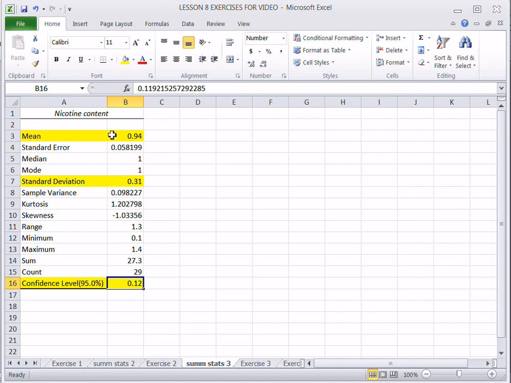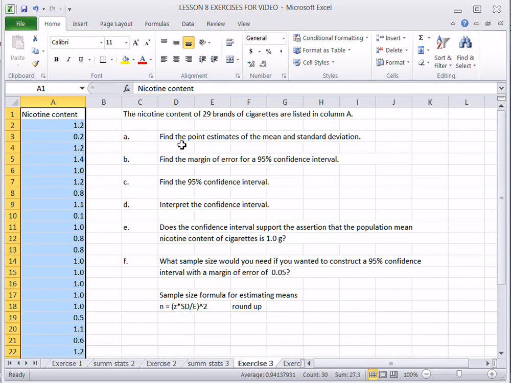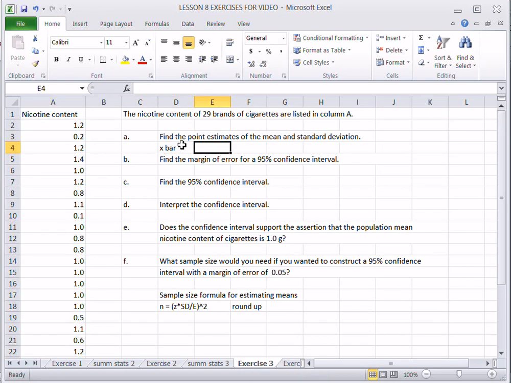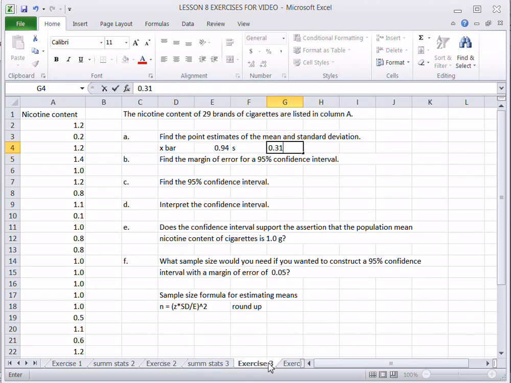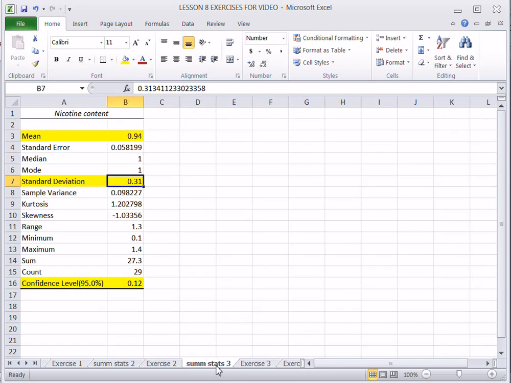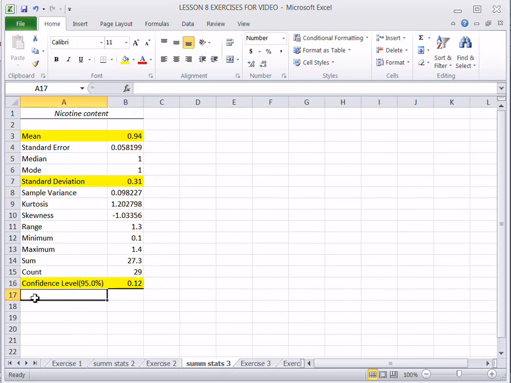Alright, so we see then that the sample mean nicotine content, the mean x bar, is 0.94. The standard deviation S is 0.31. The margin of error E is 0.12. So we can find our confidence interval. So let's go back to some stats.